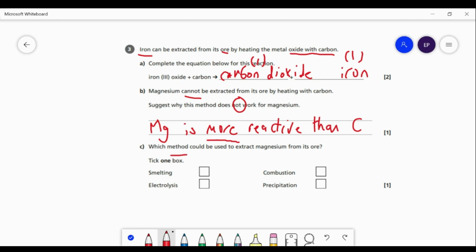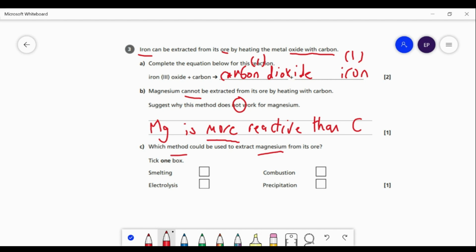Finally, C. Which method could be used to extract magnesium from its ore? Right, let's have a quick look. We've got to tick one box. So again, making sure that we just go for one answer. And our most favourite answer will be the one that we go for. We're scanning through very quickly. We can see that there are a couple of answers which are just not going to be correct.